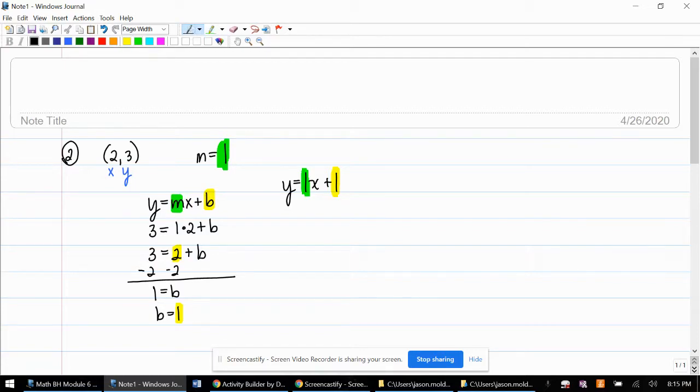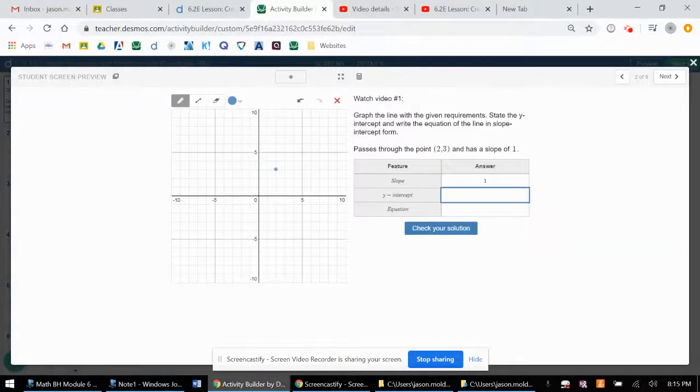And now we'll go to the Desmos screen, and we'll input all of this and see how this works. So we now know the y-intercept is (0, 1), and our equation is y = x + 1. Now we're going to graph this.